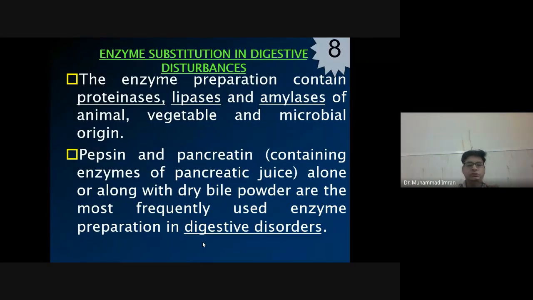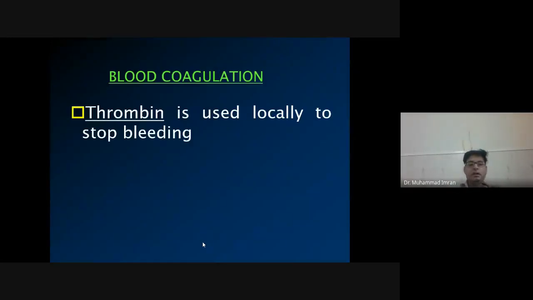pancreatin used in the digestive problems of protein diseases. Okay? Pepsin and pancreatin are used along with dry bile powder, and are the most frequently used enzyme preparations in digestive disorders of protein diseases. Blood coagulation: thrombin is used locally to stop bleeding.